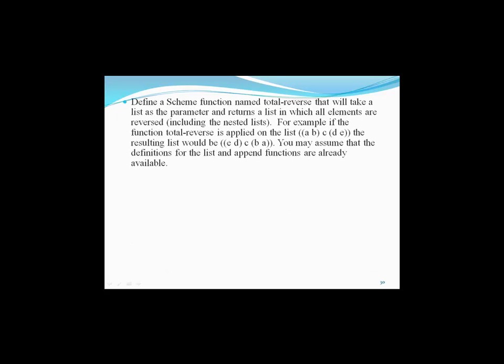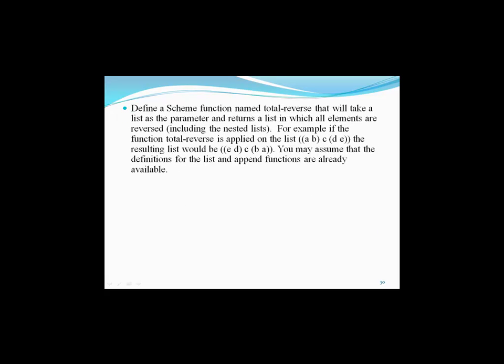Now we'll see how to write a function named total reverse that will take a list as a parameter and return a list in which all the elements of the list are completely reversed, including the nested sublists. For example, if we send the list (A B) sublist, C, (D E) sublist, we'll get a list with (E D) sublist, C, (B A) sublist. In here we assume the append function is already available.